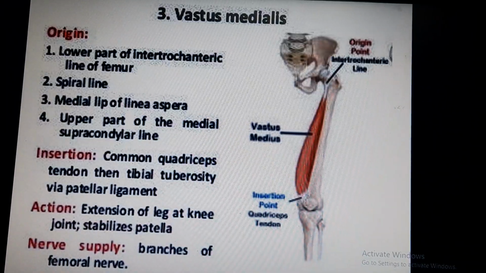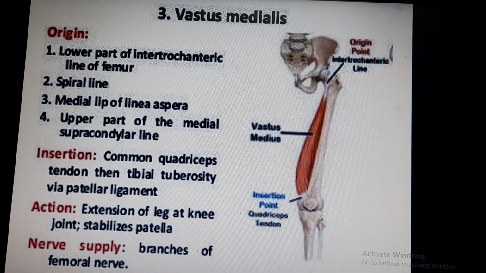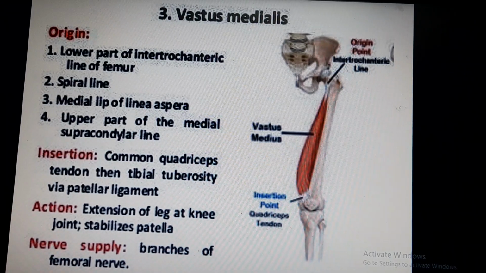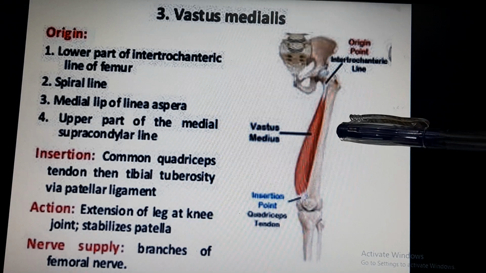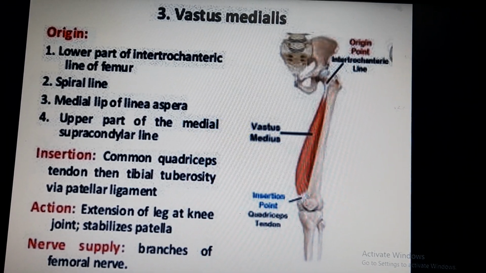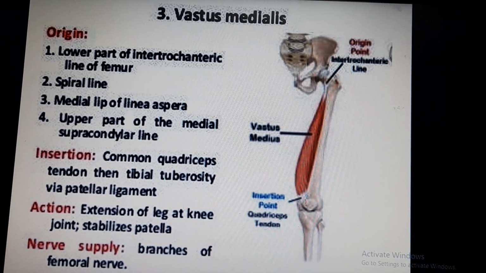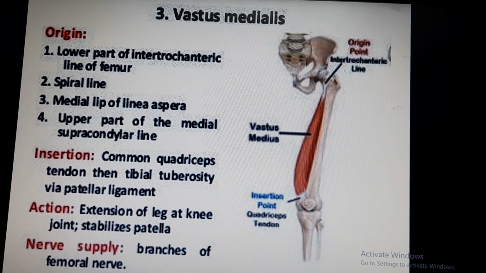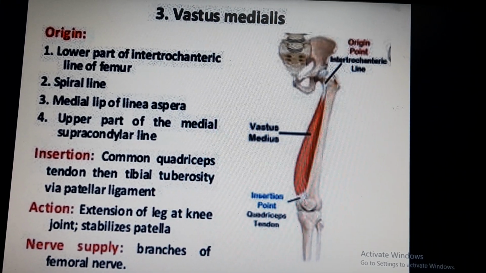Next is vastus medialis. We have discussed rectus femoris, then next we have to discuss the vastus medialis. Where does vastus medialis come from? It takes origin from the intertrochanteric line of femur, the spiral line, and the medial lip of linea aspera, and then it inserts into the patella through the patellar ligament. Action is extension of leg at knee joint, and nerve supply is from the femoral nerve.